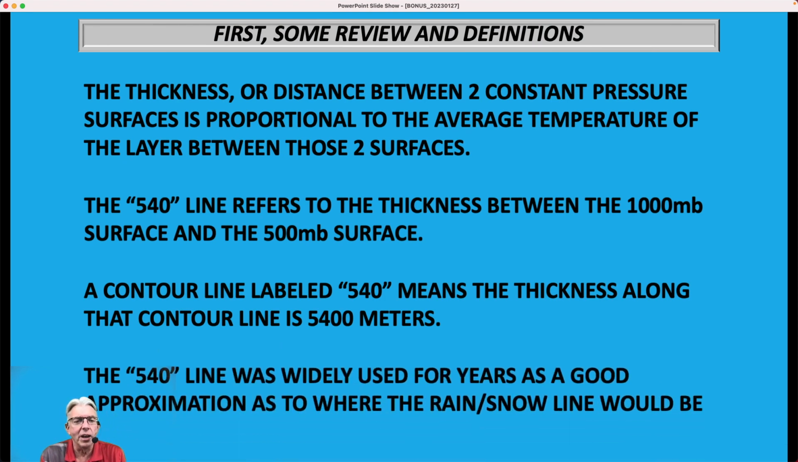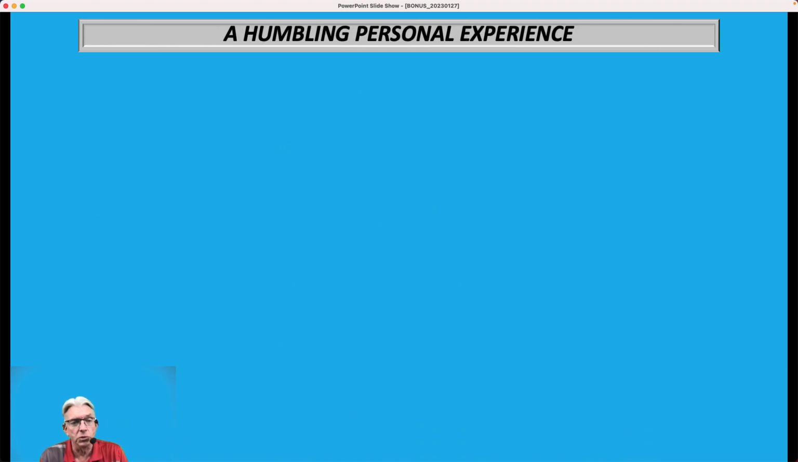And the 540 line was widely used for years as a good approximation as to where the rain-snow line would be. So if you were above 540, you were probably going to get rain. If you were below 540, you were probably going to get snow or perhaps some other frozen type.